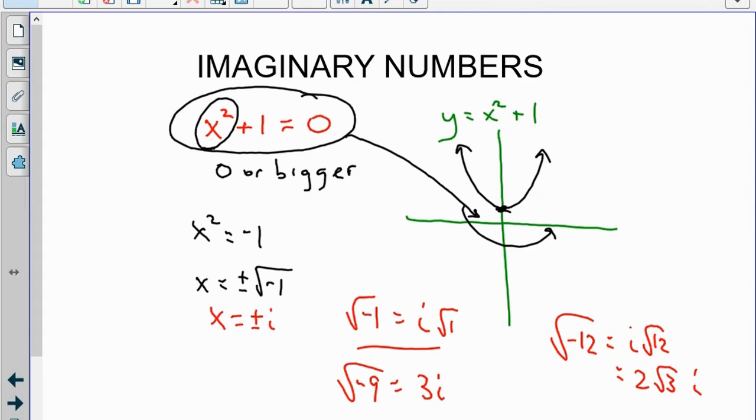You don't really need to know too much more about it, other than you just need to take i's out whenever you have any negative number on the inside of the square root, and we will talk more about that later in the unit.